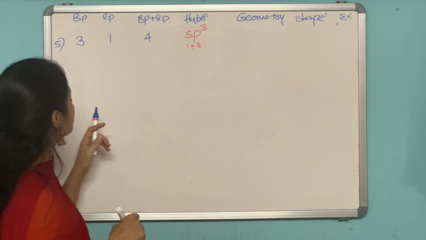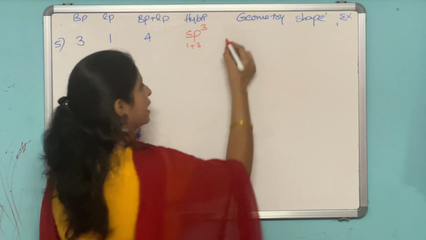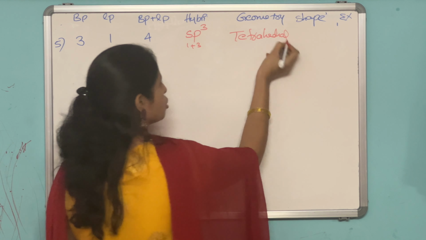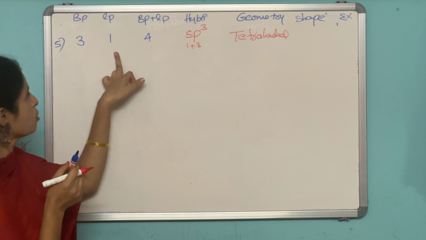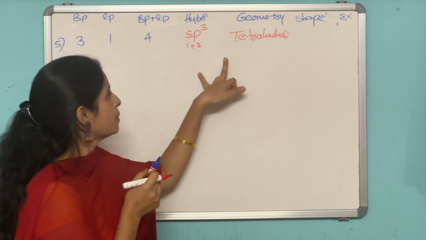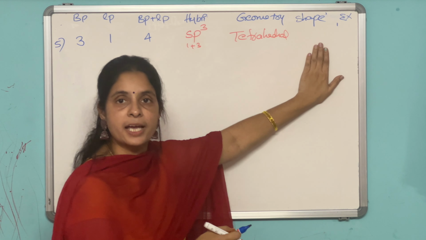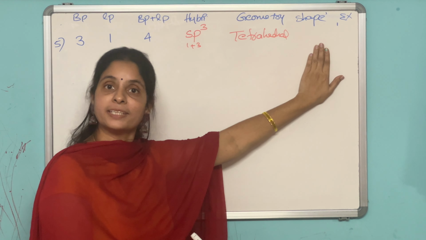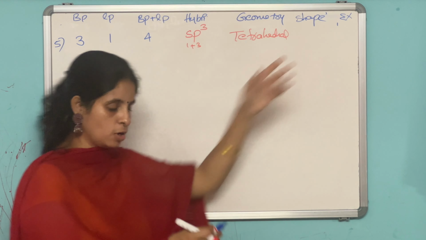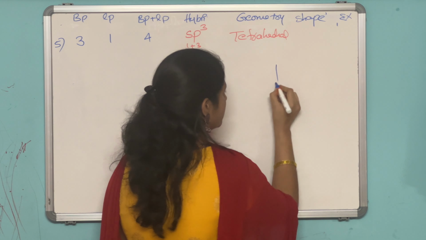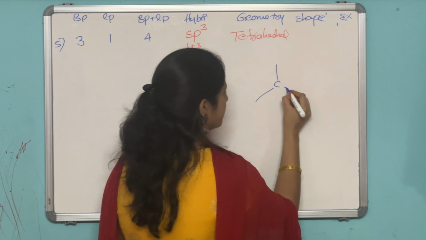And what is the geometry? Here the geometry will be tetrahedral only, because geometry means bond pairs plus lone pairs. sp3 hybridization means tetrahedral geometry. Then what will be the shape? Here because of the lone pair there will be a distortion in the shape, no? So first write the geometry, tetrahedral geometry. It is the central atom.